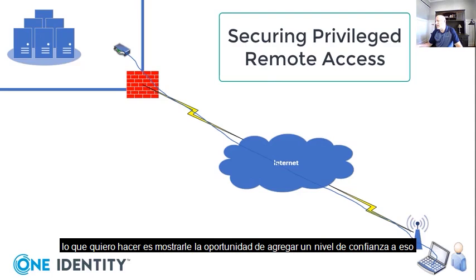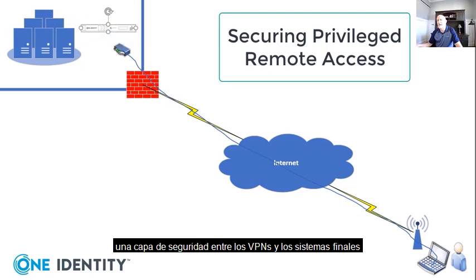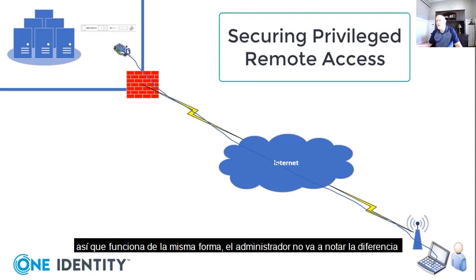So what I want to do is show you the opportunity to add a level of trust, so that I can actually add a layer of security between that VPN and the end systems. The way this would work is this is Safeguard for Privileged Sessions, a session management appliance. It's designed specifically to manage sessions between remote administrators or even contractors, give them a secure session to the end system they need to manage, and give me levels of auditing that I can actually make actionable. So it works the same way.